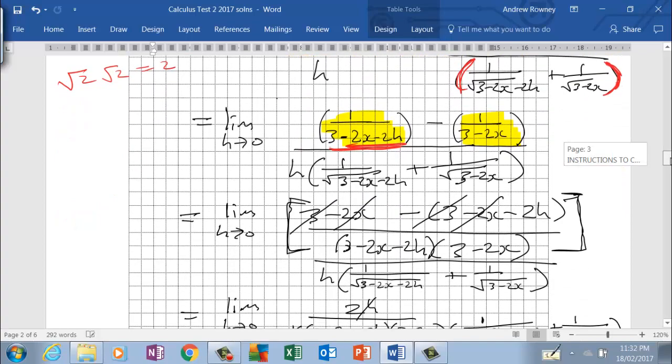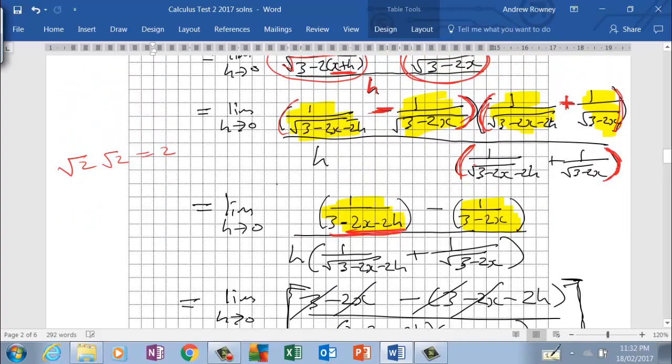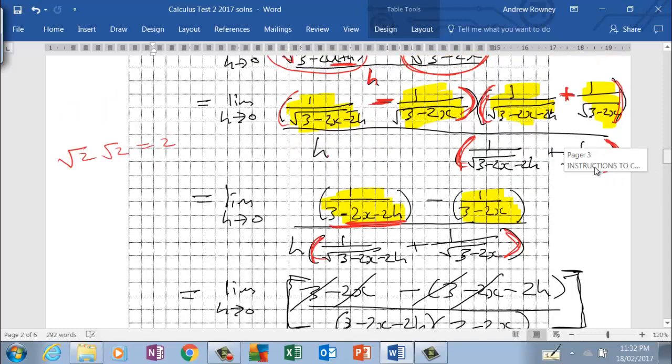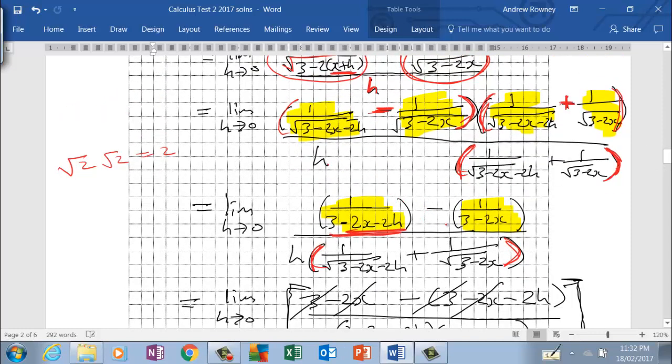Okay, so the bottom denominator just stays, you keep that bracket there still sitting here, and we've still got our h sitting there. Now we have to combine the top into one fraction. To do that, we're going to have to get a common denominator, so we're going to multiply this by 3 take 2x on 3 take 2x, and we're going to multiply this one by 3 take 2x take 2h on 3 take 2x take 2h.